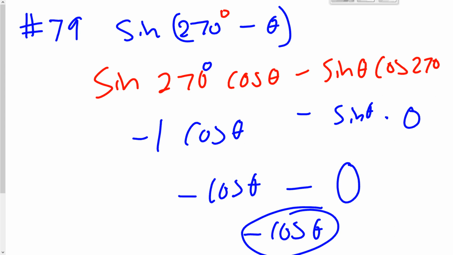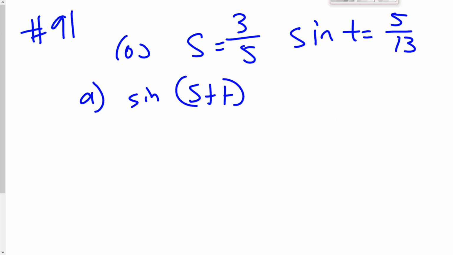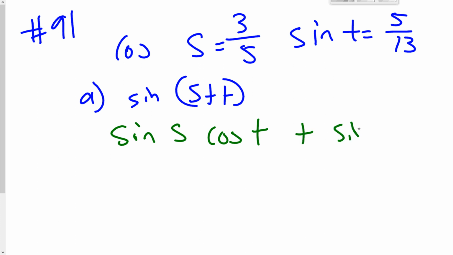Okay, last one. We're given that cosine of s is 3/5 and sine of t is 5/13. We want to find sine of s plus t, then find tangent of s plus t, and then find out what quadrant s plus t is in. Okay, so sine of s plus t, that means we need sine of s, cosine of t, signs are the same, right? And then sine of t and cosine of s. So we have cosine of s and sine of t, so we have this one.